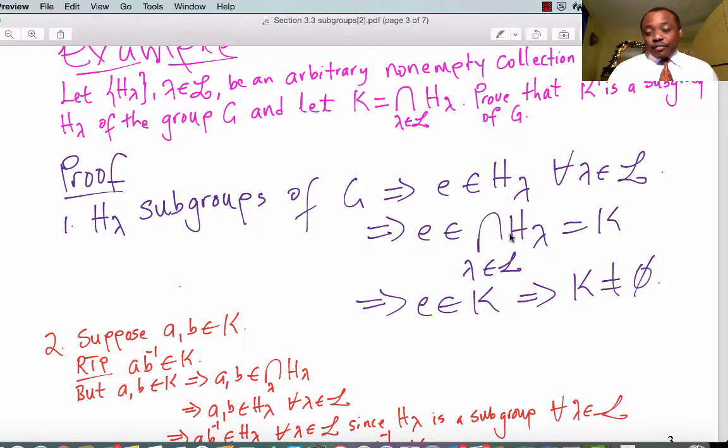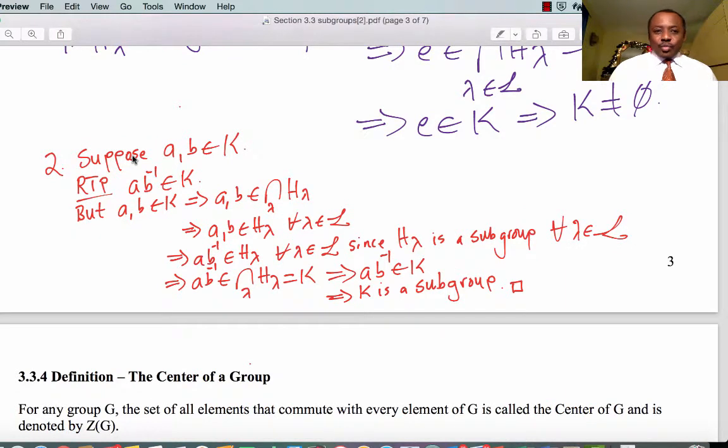Again, the intersection of all the H lambdas is K. What does that mean? E is an element in K, and therefore K is non-empty. This proves condition 1.